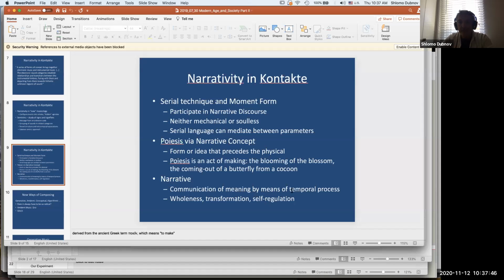But this is kind of the idea of narrative as structuring something in time through some manipulations and conditions of these manipulations. Poiesis is just the emergence of something. It's like, why would something happen? It's the idea or form that precedes the physical, in the sense of a very abstract concept that is then realized in sound.